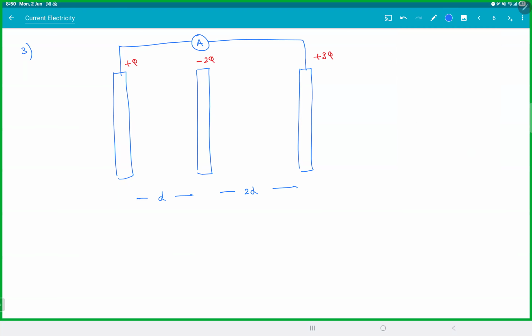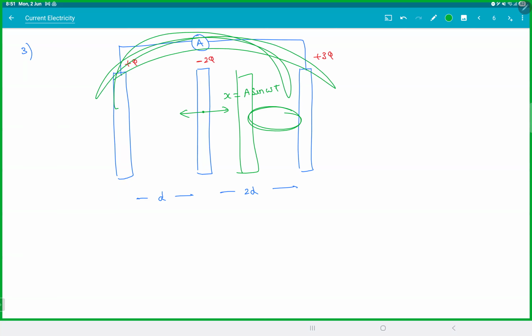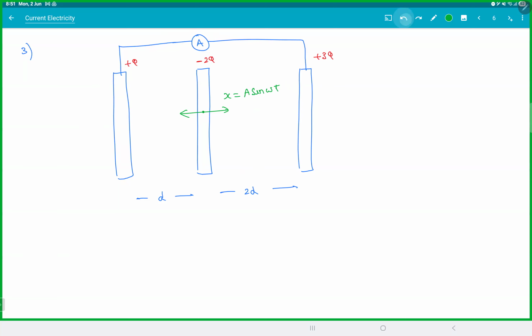Then what happened? The central plate here started oscillating in SHM. X is equal to a sine omega t. The middle plate is oscillating in SHM. Now, again, what is the story there? If this plate goes here, won't the induced charge change? If the charges change, that means charge is flowing through the wire in and out. That means there is a current flow. Find the current in the ammeter as function of time t.